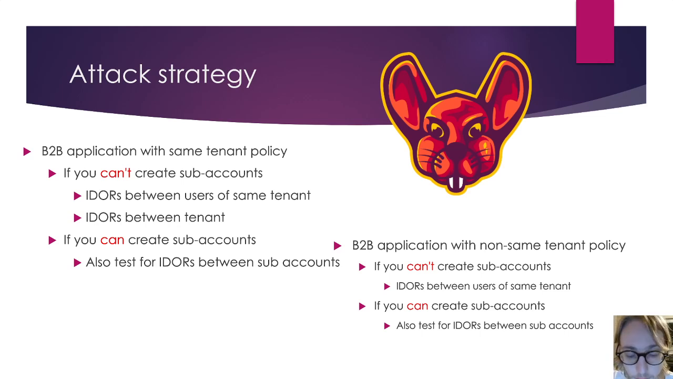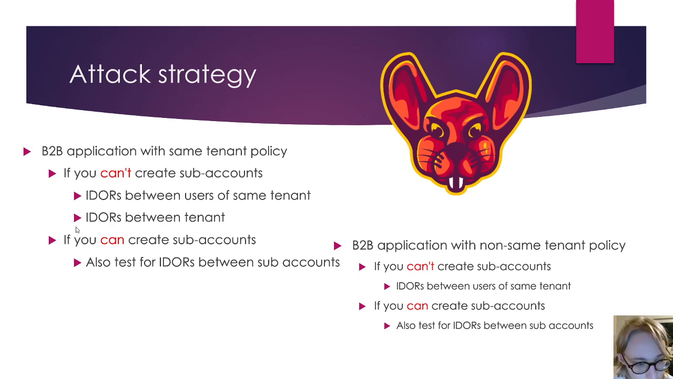Look at your target. If the URL is the same URL that everybody else uses, then you know that you're using a same tenant policy. If the URL appears to be different, then you know that you're using a non-same tenant policy. So let's talk about the same tenant policy first. There's a possibility that you can or cannot create sub-accounts. We'll look a little bit into that later, but if you can't create sub-accounts, you should test for IDORs between users of the same tenant. Really important, also test for IDORs between tenants.